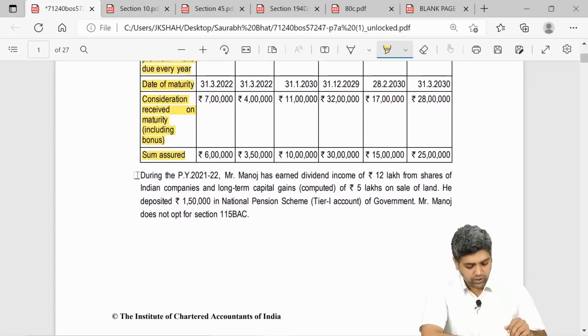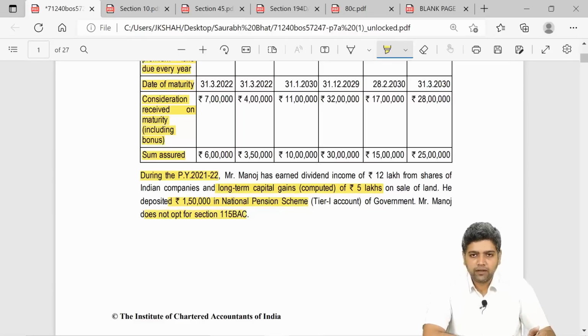Thereafter they say, during the previous year 21-22, Mr. Manoj has earned dividend income of 12 lakh rupees from shares of Indian companies and long-term capital gains of 5 lakh rupees on sale of land. He deposited 1,50,000 in National Pension Scheme Tier 1 account of government. Mr. Manoj does not opt for section 115 BAC. As we are aware that in case of individuals, if they opt for provision of section 115 BAC, then concessional tax rates are provided in that section, provided the assessee does not avail any special deductions or deduction under chapter 6A.